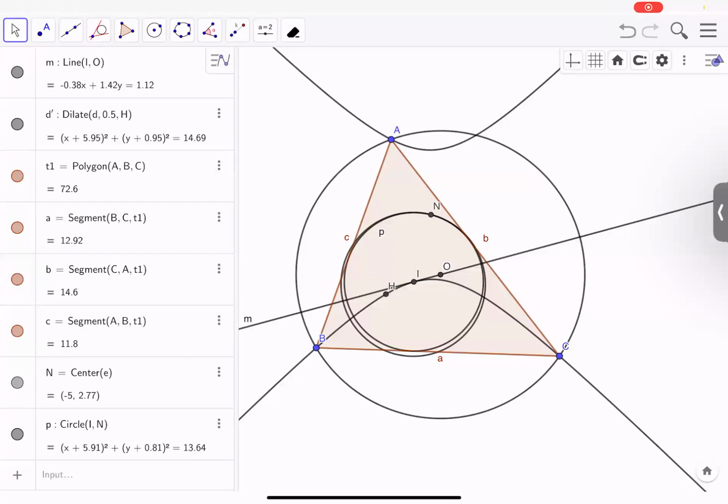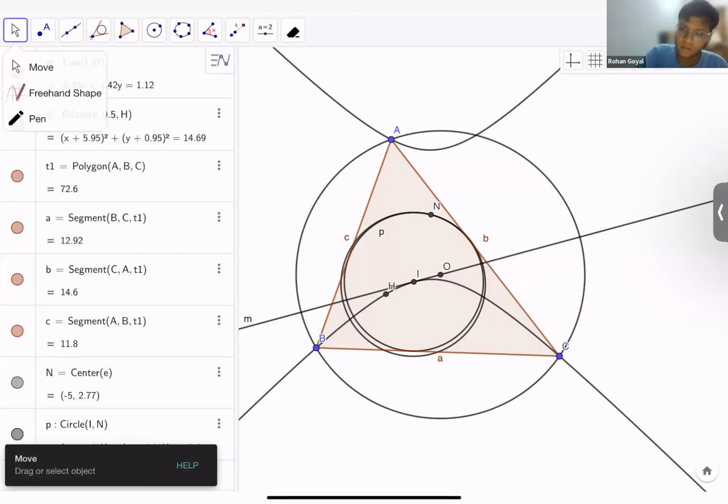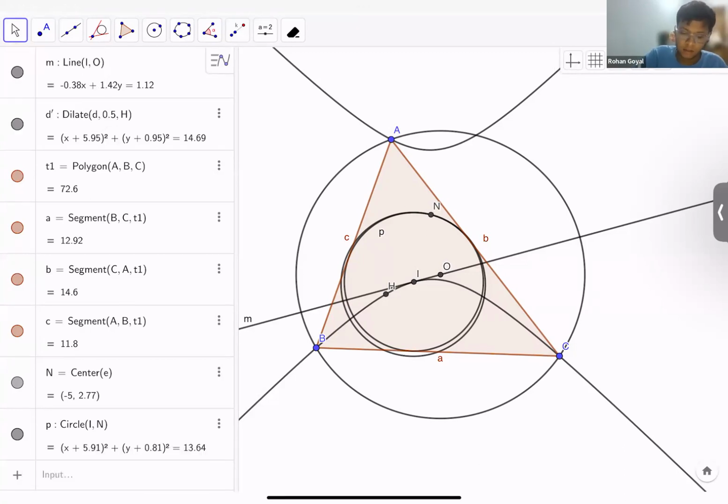Or maybe we could try to show that if both the circles intersected at another point, then that point would also be the center of the hyperbolas. Sure. How do you do that? That's a good idea. How do you do that though?